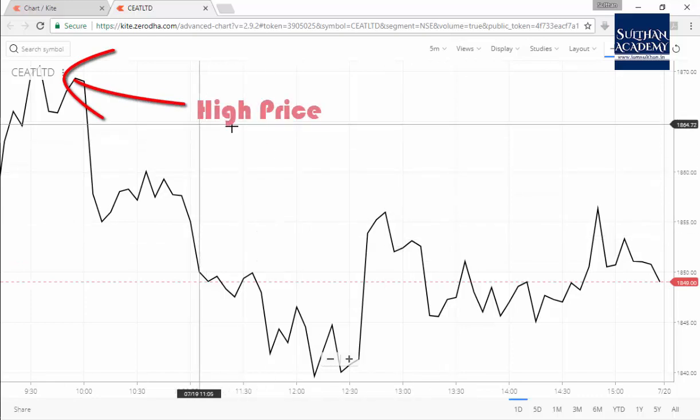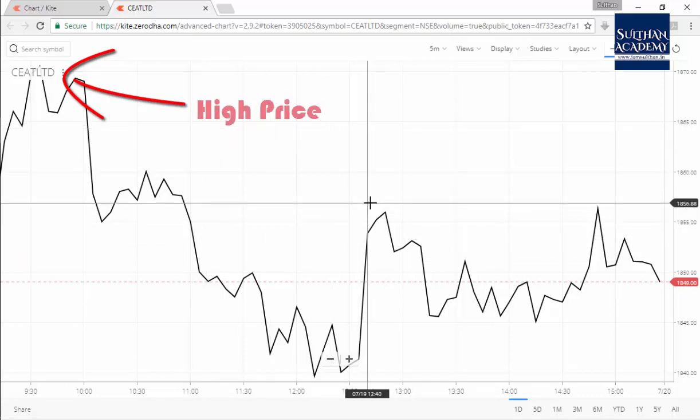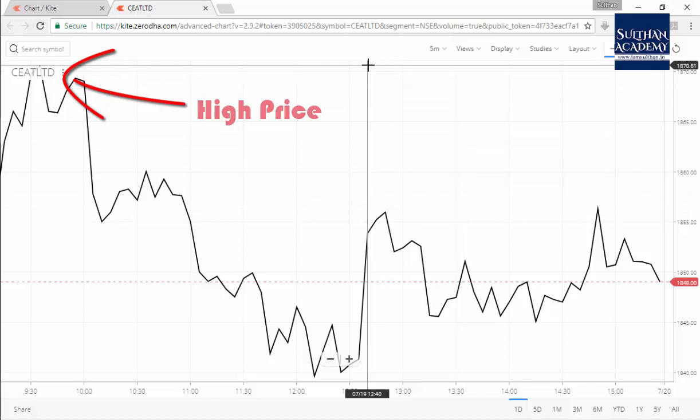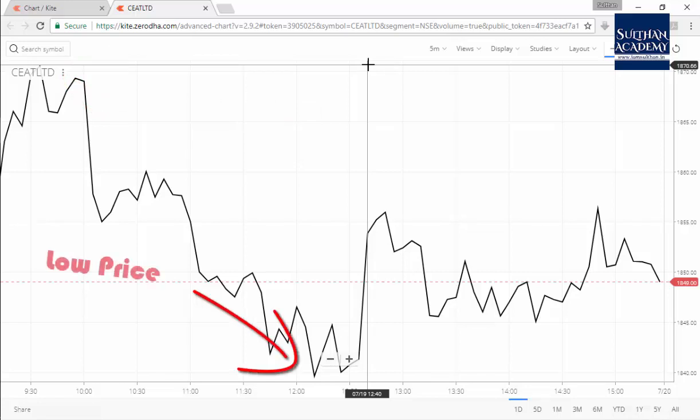Second, the high represents the highest price at which the stock was traded on the given day. In this example, the highest price at which Seat was traded is 1,870.61. So this is the highest price that Seat Tyres reached today, 19th of July 2017.